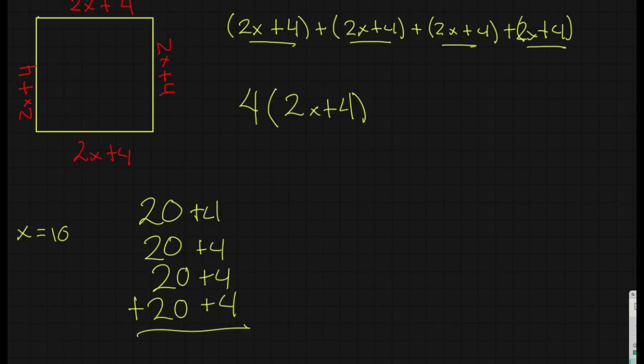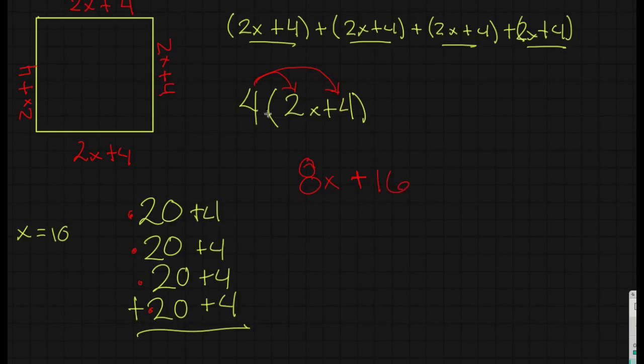What I'd like to show you next is another way that we could write this, and we're going to use what's called the distributive property. I could say that I have 4 groups of 2x. You can see them right here. There's one group of 2x, another group of 2x, another, and a fourth one. So that gives me 8 x's. That's another way of writing that: 4 groups of 2x. And I can also say that I have 4 groups of 4. That's 16.